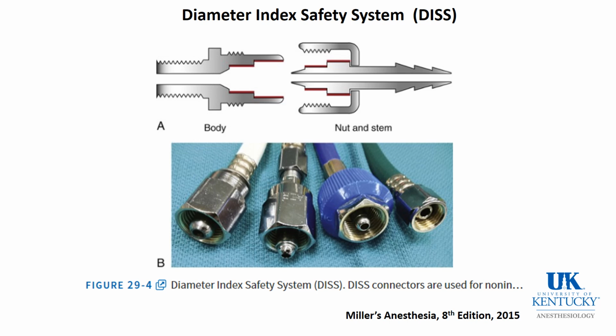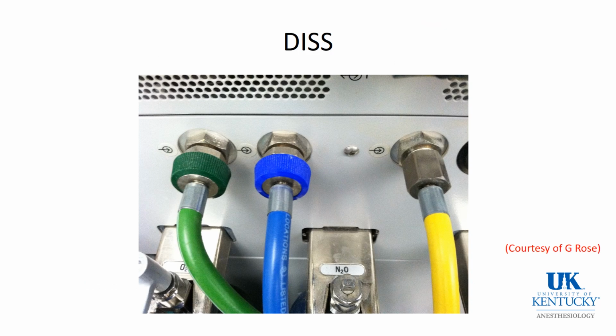The DISS system is designed to protect the connection of the lines that come from the wall and are connected to the anesthesia machine. And these are mated, the bolt connected to the line and the receptacle on the anesthesia machine. And this shows them on the back of the machine. They're also color-coded, and the shape and diameter of these connectors are different.